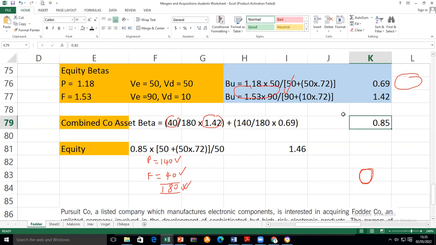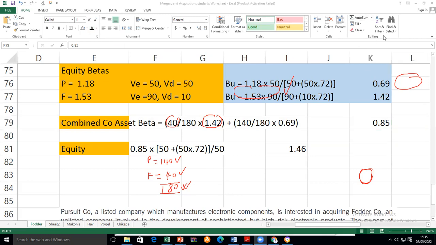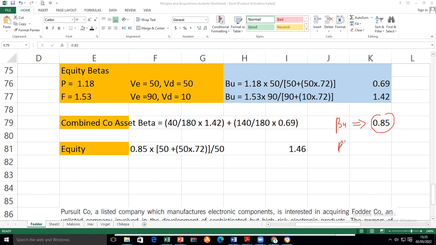Have you finished your work? No, unfortunately, you haven't. Why? Because the combined company has got debt in its capital structure. So this asset beta that you have calculated, you need to re-gear it using the combined company's capital structure, which is 50-50.